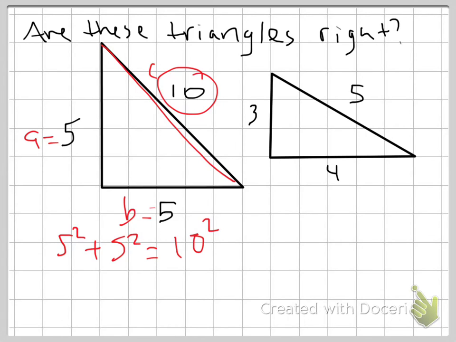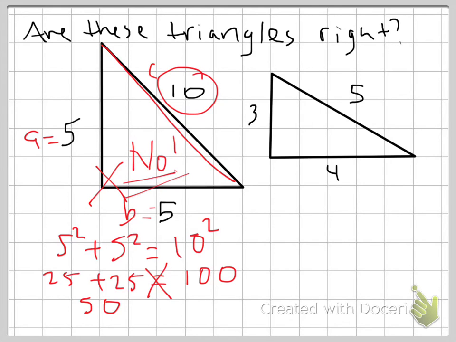Now 5 squared means 5 times 5. I've got 25. Again, plus 25 equals 10 times 10 is 100. Now I know right now that 25 plus 25 is definitely not equal to 100. It actually equals 50. So I can tell right now there is no way that this triangle is a right triangle.